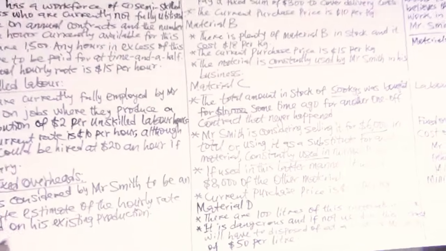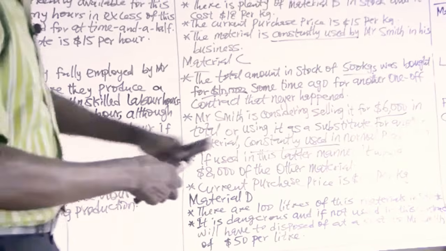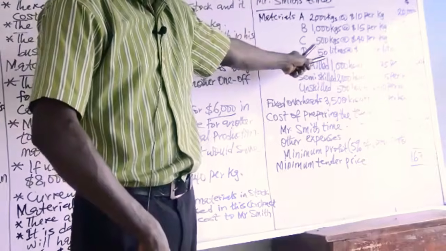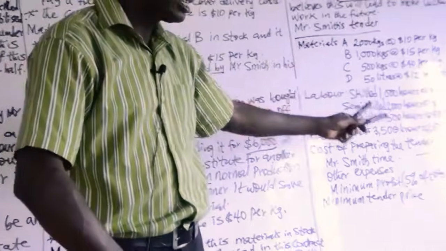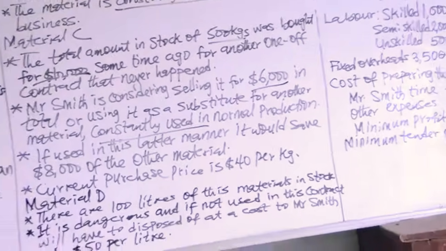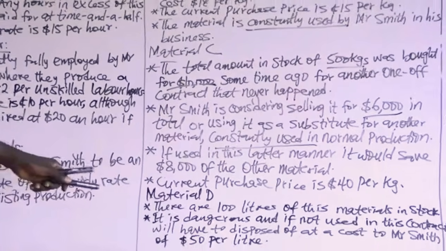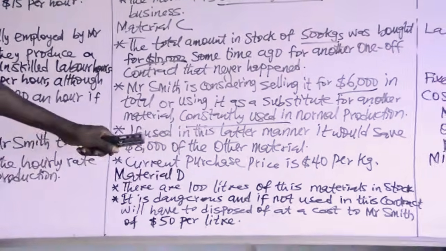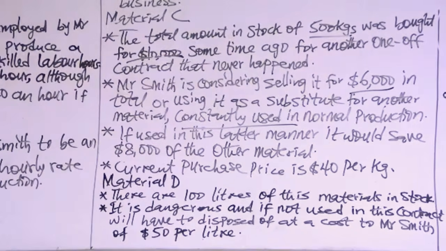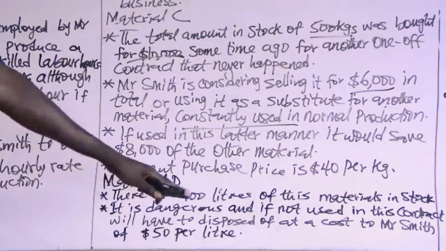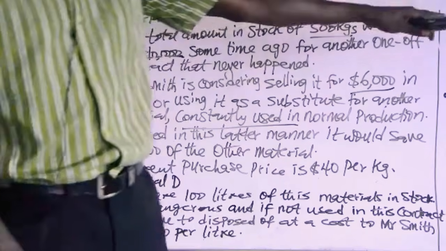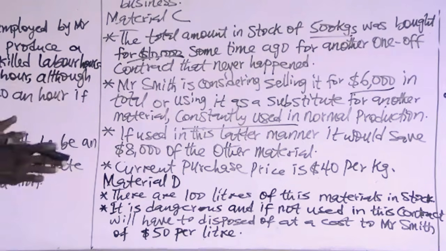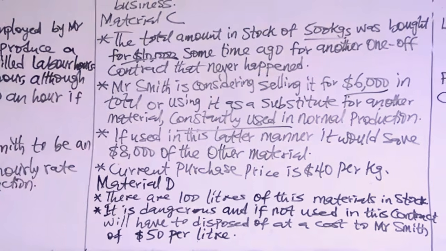Then, material D. If you look at this contract, you need 50 liters of material D at $12 per liter. And if you go by the note here, there are 100 liters of this material in stock. You have 100 liters in stock already, and what you need for this contract is 50 liters. That means material D is also an existing material.